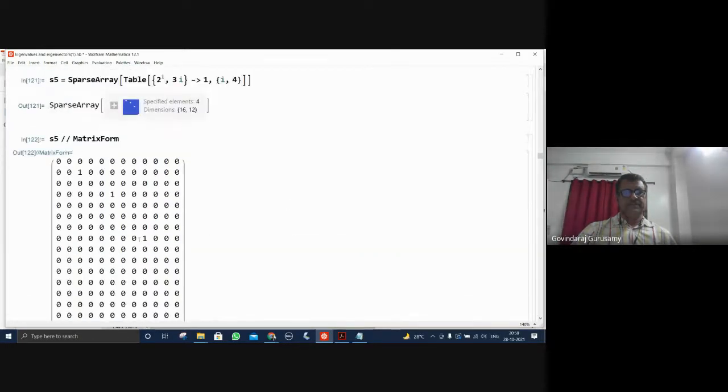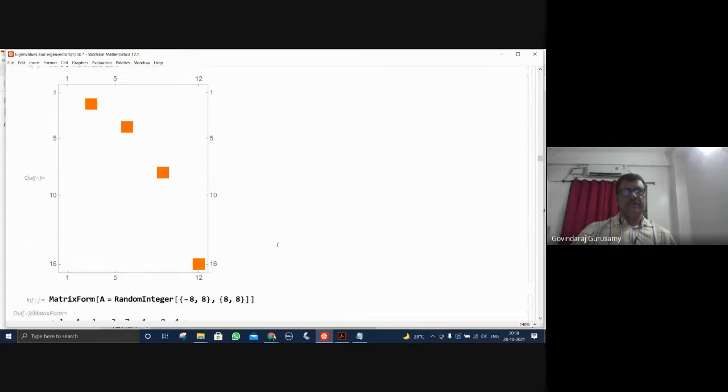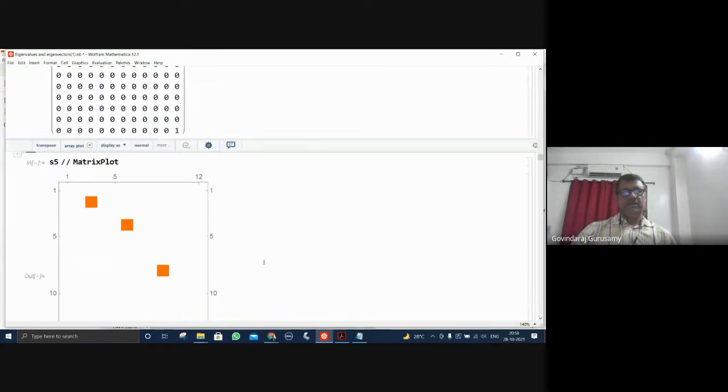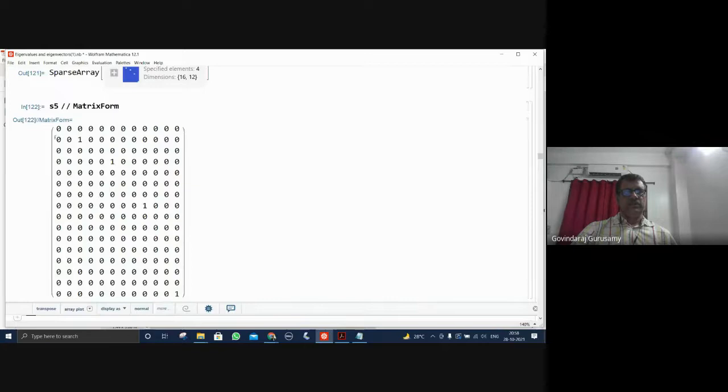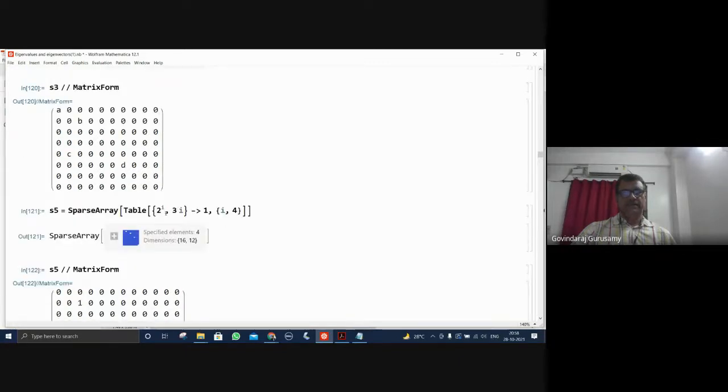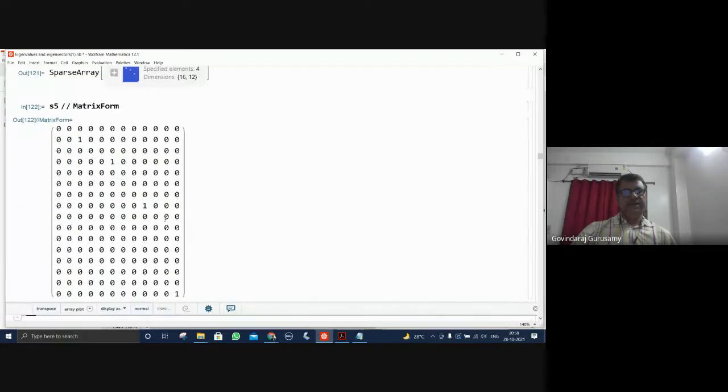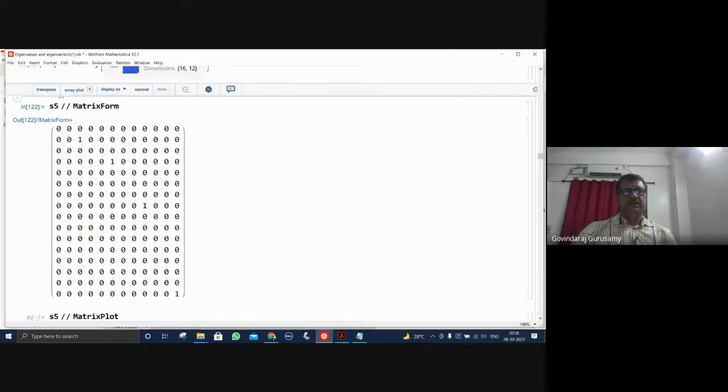First matrix is this. That is plotted here. So which means 1, 2, 3, 4, 5, 6, 7, 8, 9, 10, 11, 12. So there are 12 columns. The number of rows will be something like, the easy thing is to find the dimension.